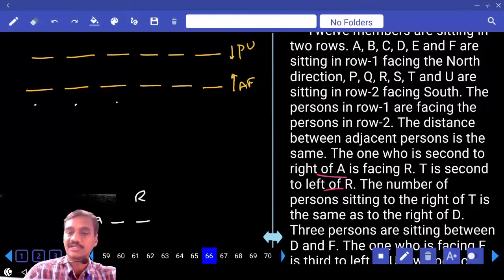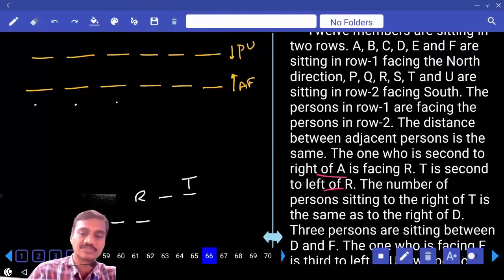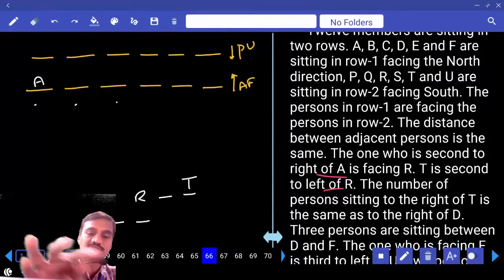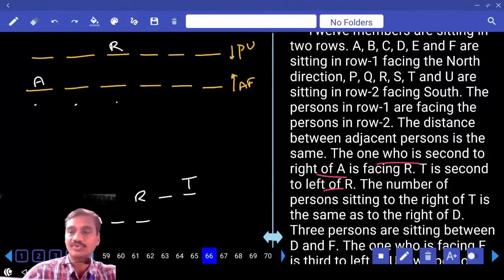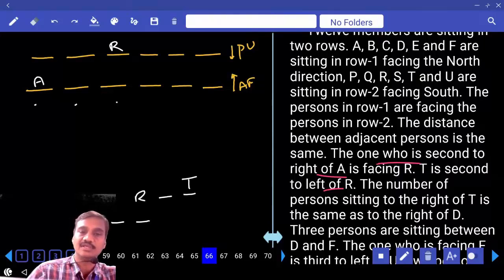Then T is seated second to the left of R. Who is second to the left of R? T. Then how many possibilities do we have? Broadly we have only 2 possibilities. What are those 2 possibilities? If A is here, then R is here, and the one who is seated second to the right of A is facing R, and T sits second to the left of R. Now this is the first possibility.